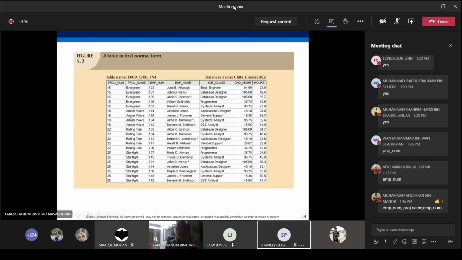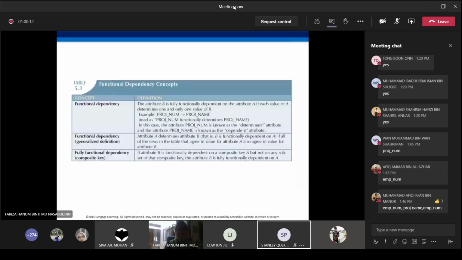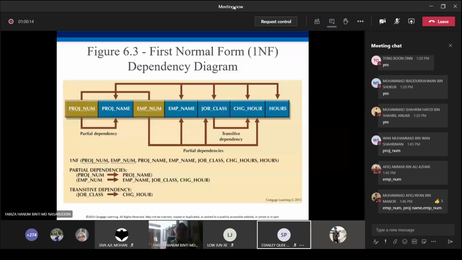Can project num be amber wave? Cannot, right? Amber wave is 18. So project num determines project name, or project name is dependent on project num. Okay, understand? So project name is dependent on project num. Because this is part of the key just now, this is partial dependency. Project num determines project name.